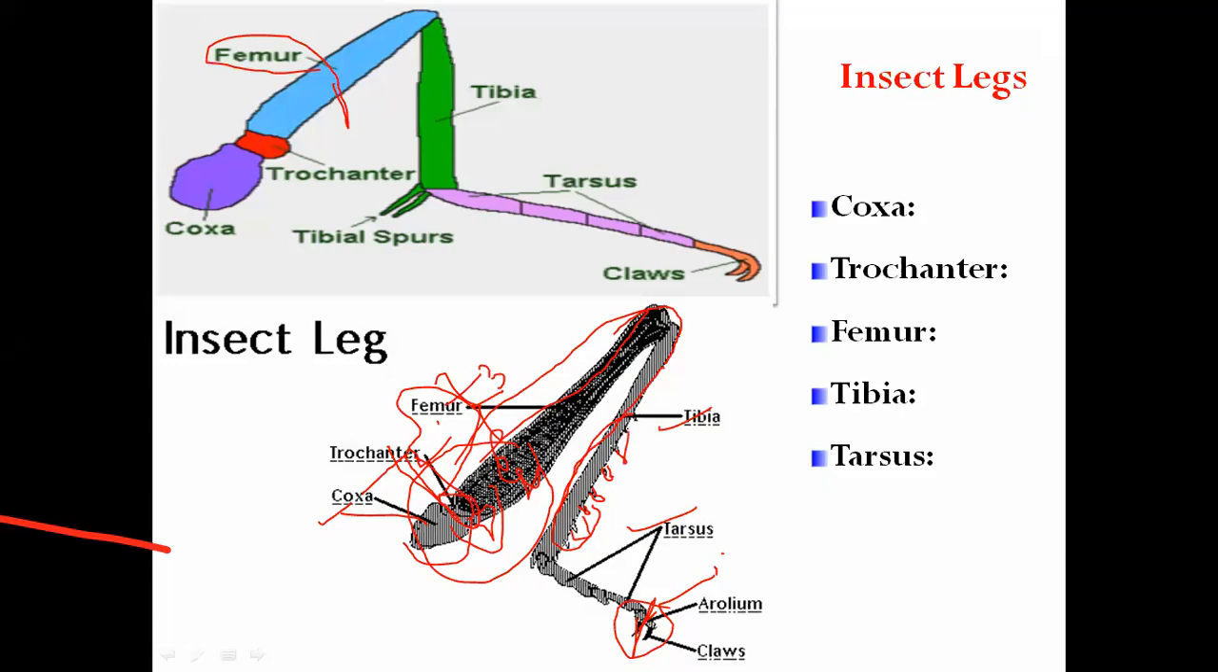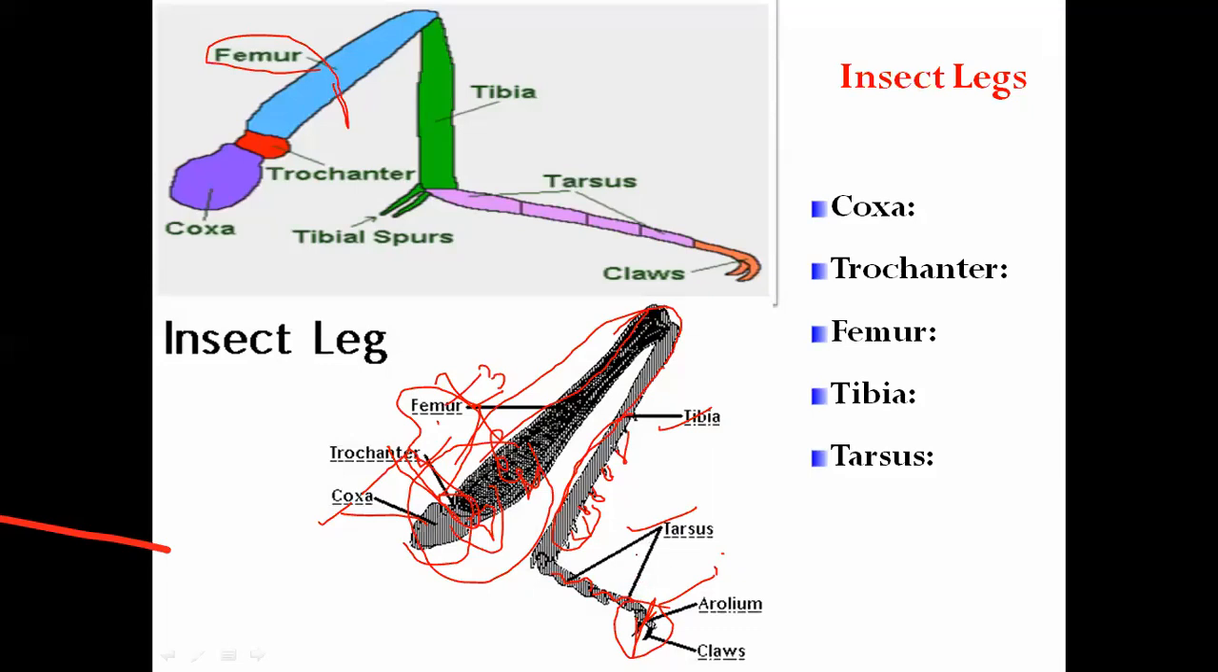Now tarsus. Look, this is the fifth segment of the insect leg, and it is the distal part of the leg. Generally, the tarsus is 1 to 5 segmented, which varies in number in different insects. Each segment is known as a tarsomere.